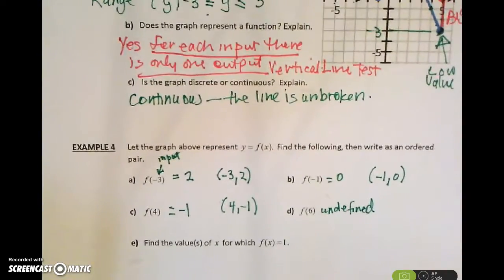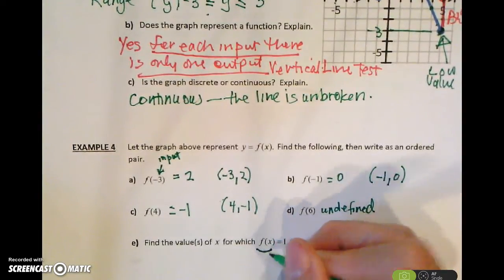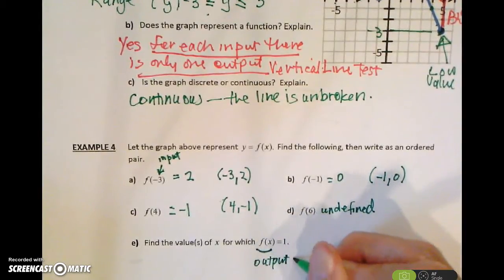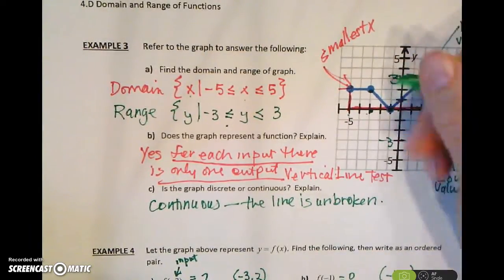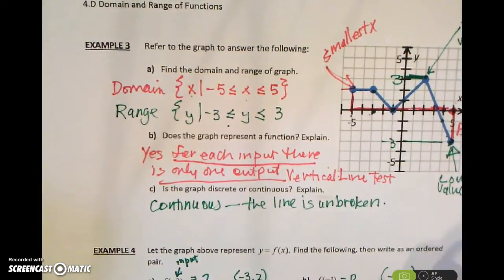And then the final question says find the values of x for which f of x is 1. So remember that when it's written this way, this is saying that the output is 1. So the y value is 1. So here's 1 right there. Looks like it's output a 0. So x could be 0.